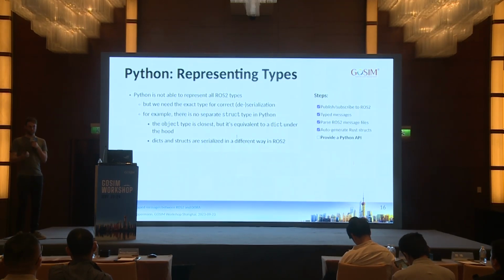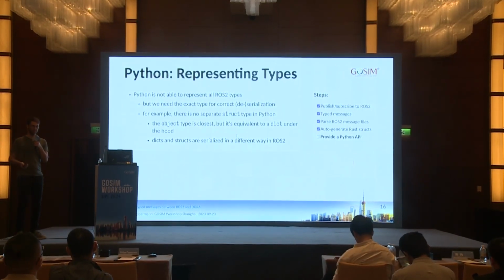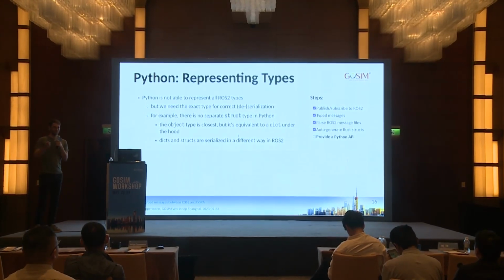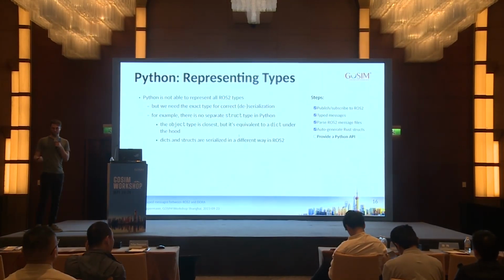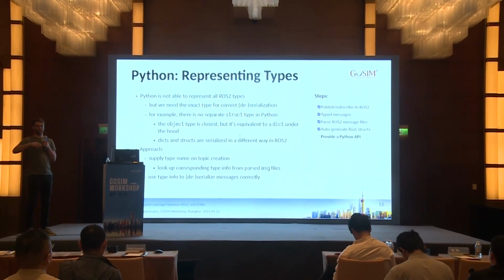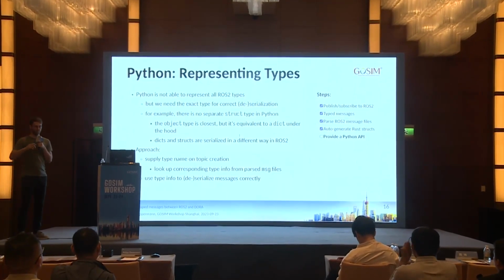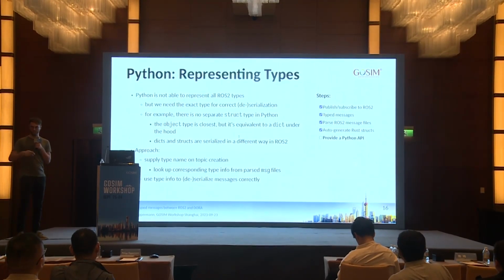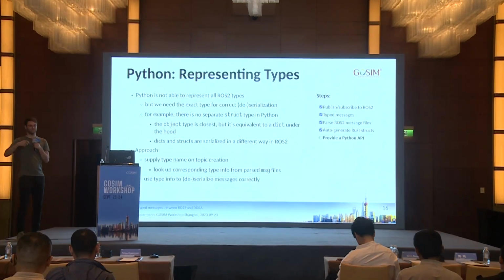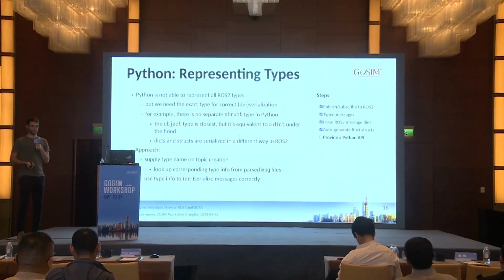So for example, ROS2 typically uses struct types to describe messages, but there is not really a struct type in Python. Instead, you have object. But object is actually a dictionary under the hood, and structs and dictionaries need to be serialized in a different way. So we need some additional metadata to serialize it. So the approach is the following. When we create a topic, we also need to pass in the type name that we want to publish, and then we can use that type name to look up the type information. And using that type information, we can then choose the correct type for serializing and deserializing.